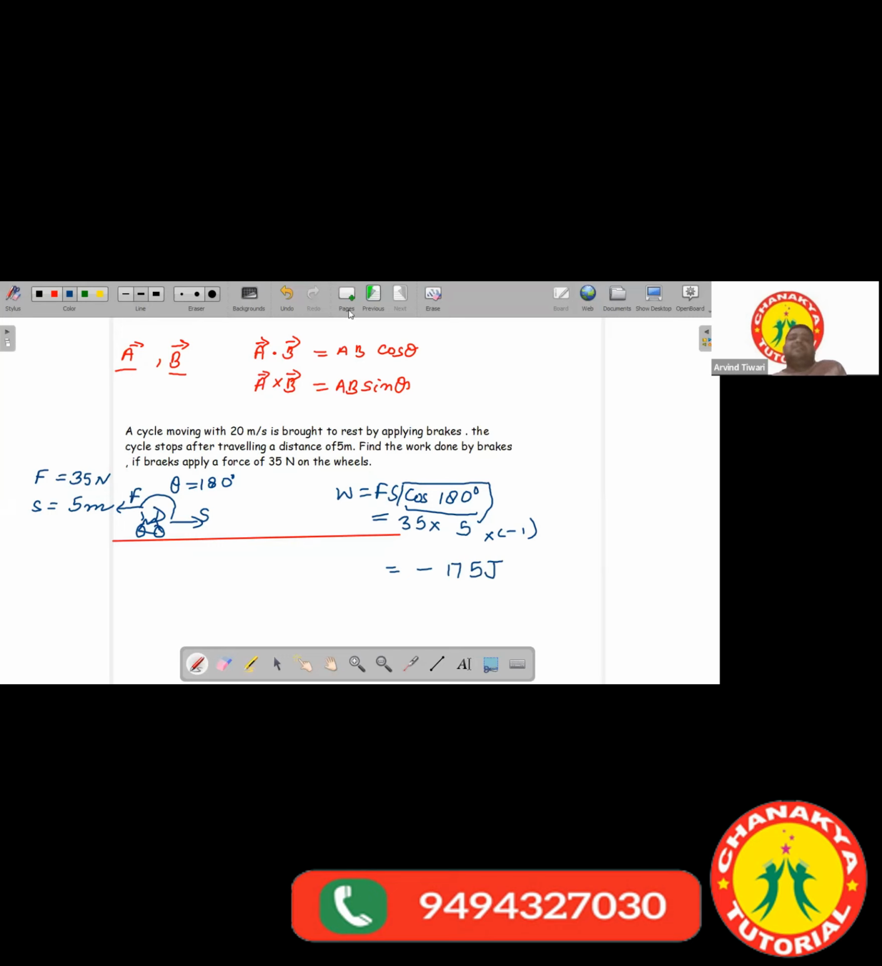Okay. Let us try to do this one. Find out the amount of work done in these three cases.